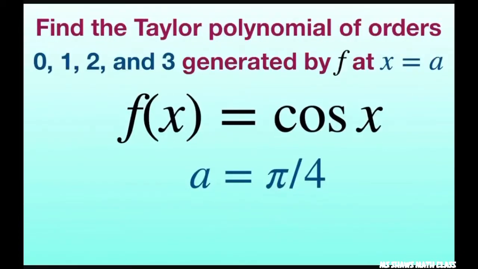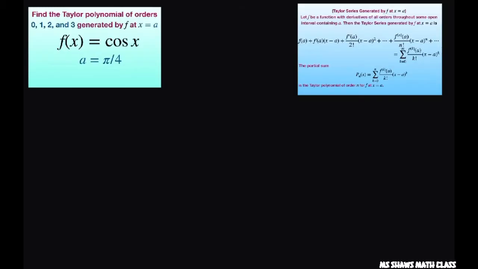Everyone, we're going to find the Taylor polynomial of orders 0, 1, 2, and 3 generated by f of x equals cosine of x, and it's going to be at x equals pi divided by 4. So let's go ahead and get started and crank out some derivatives. First, let's evaluate f of pi divided by 4, and that would be for our first term here.